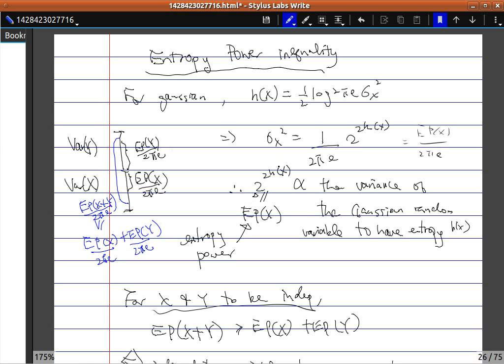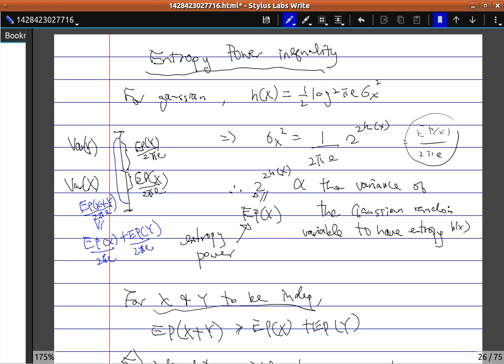Let's consider first that X is Gaussian, then h(X) is just equal to this here. Then we'll have sigma X squared, that's the variance of X, just equal to 1 over 2 pi e times 2 to the 2h(X). And we know that 2 to the 2h(X) is the entropy power of X. So therefore, sigma X squared is just equal to EP(X) over 2 pi e. So this, EP(X) over 2 pi e, is actually just the variance of the Gaussian random variable that has the same entropy as X.